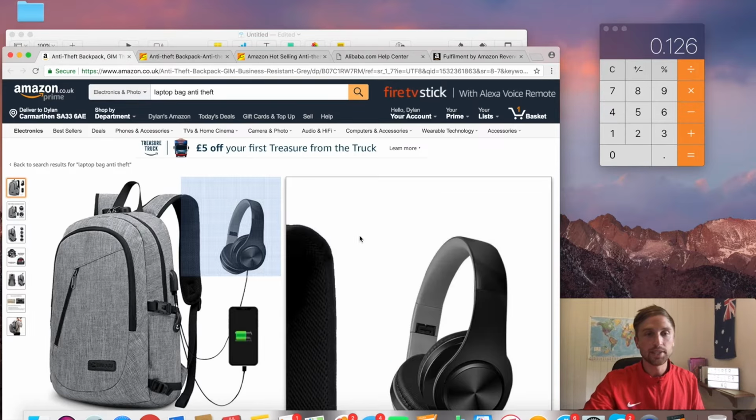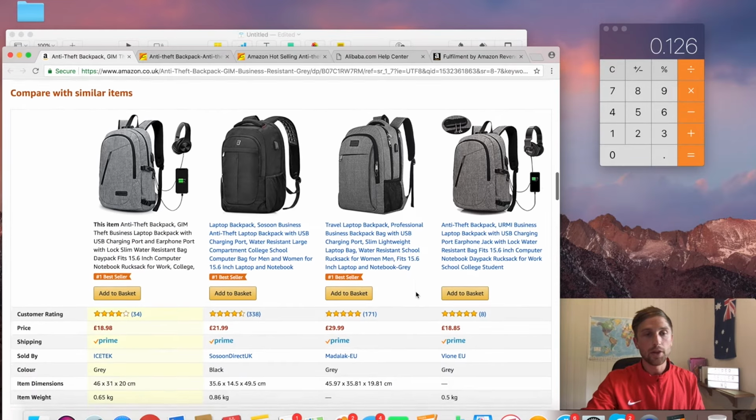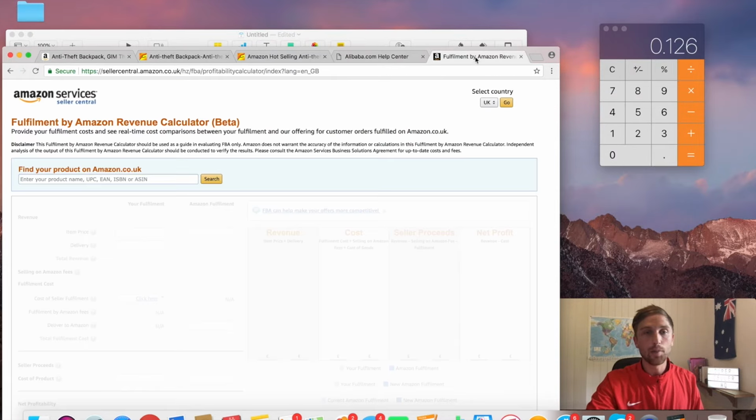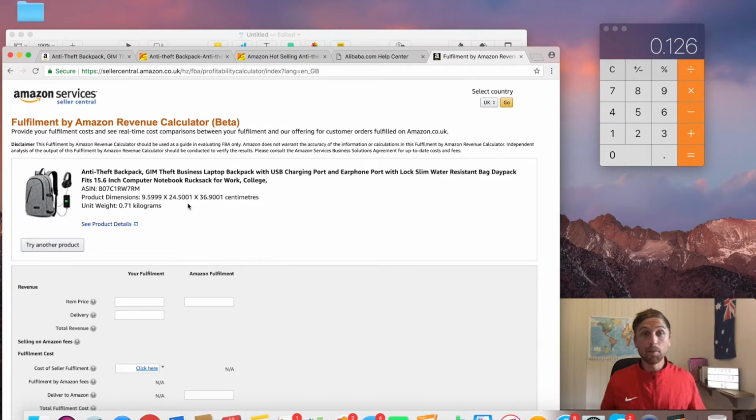So if you go back to your listing that we're looking at, you're looking at your own particular product. We go down and you'll have a unique ASIN, which is created by Amazon when the listing is created. That's unique and will remain there for the duration that the listing is live, essentially. So we're going to go back into the fulfillment calculator and paste in this ASIN.